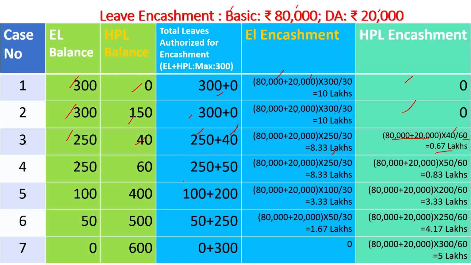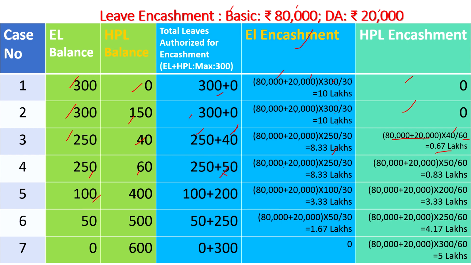The fourth case is 250 plus 60. Though it is given as 250 and 60, the admissibility will be 250 plus 50 because it should not exceed 300. Then 80,000 plus 20,000 into 250, that is the EL encashment, by 30, is 8.33 lakhs, and HPL will be 50 days, so 1 lakh into 50 by 60 comes to 83,000. So the total will be 8.33 plus 0.83 lakhs, the amount paid as leave encashment at the time of retirement for this fourth case.